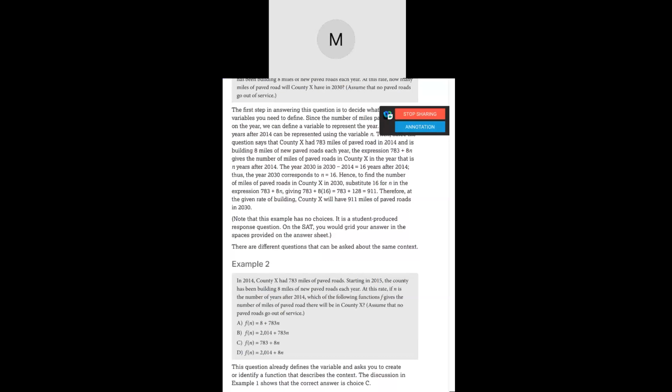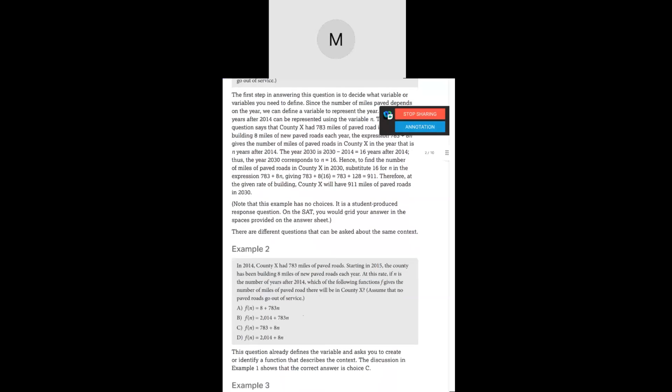So yes, that's one trick in the SAT. To do your questions faster, use the method of elimination. Here, as I know my y-intercept has to be 783, it cannot be A, it cannot be B, it cannot be D, because the y-intercept in A is 8, y-intercept in B is 2014, in D as well it's 2014. So it automatically tells me the answer is C, which is 783, and then plus 8n because we're building 8 miles every year and we have n number of years.